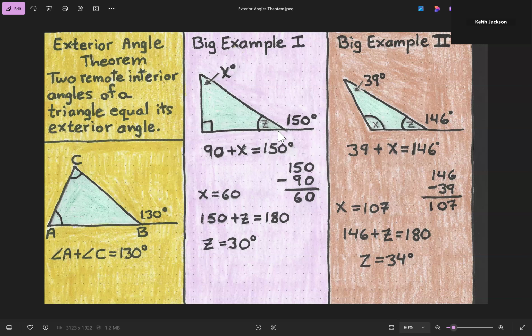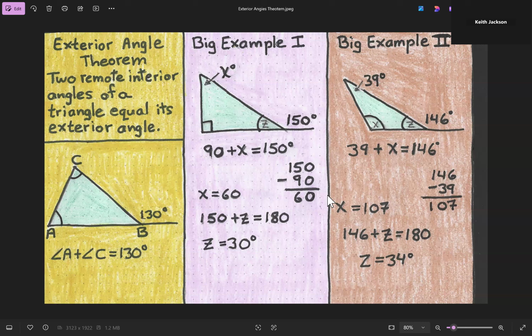But then how about z? How can we figure out what z is? The good news is this: 150 degrees plus this will have to equal 180 degrees, because a straight line, as you see right here, is equal to 180 degrees. And so we're going to write it like this. 150 plus z is equal to 180 degrees. And when we subtract 150 from both sides, we will discover that z is equal to 30 degrees. Okay, so we have that solved.